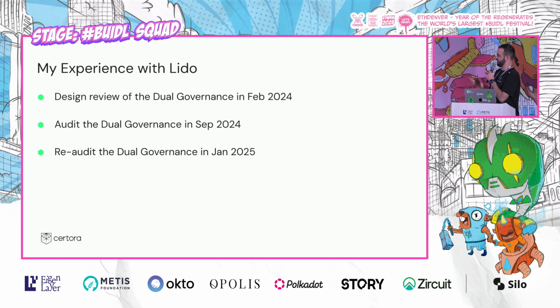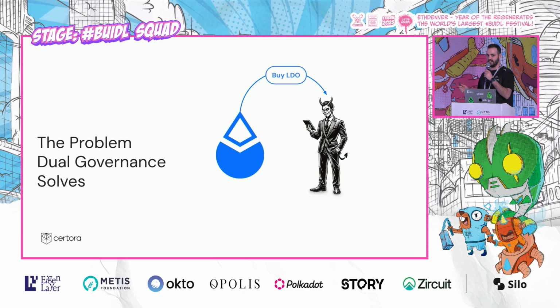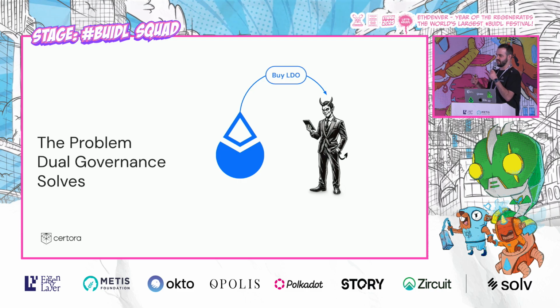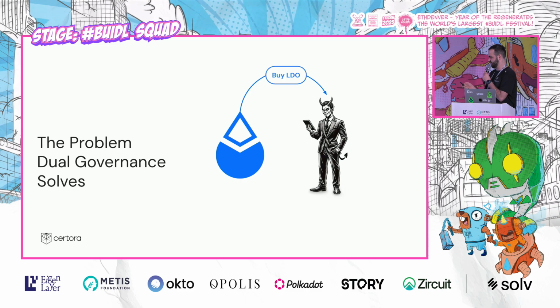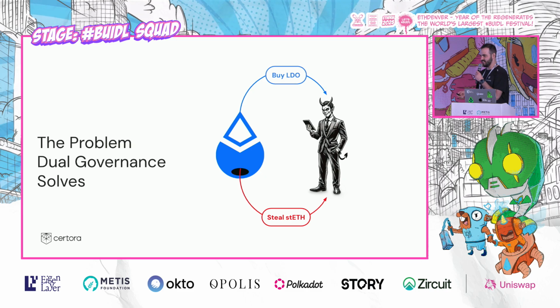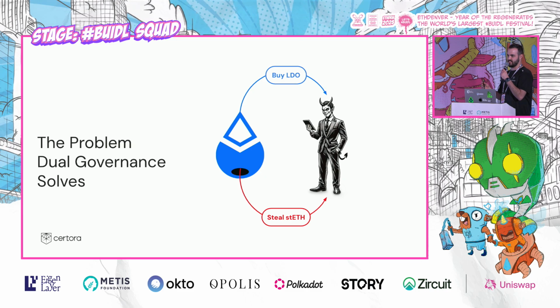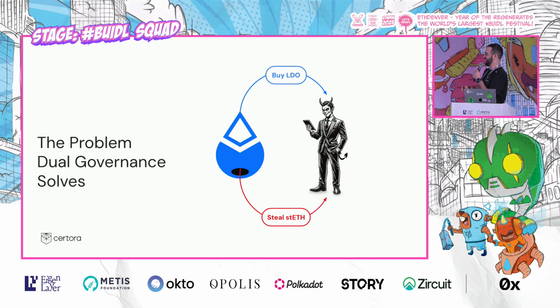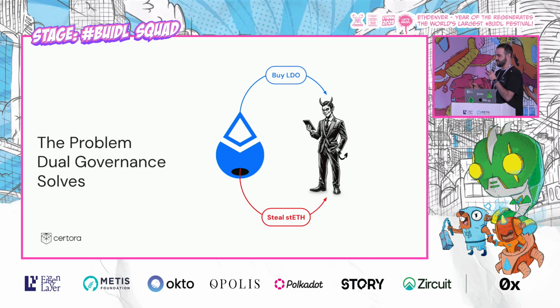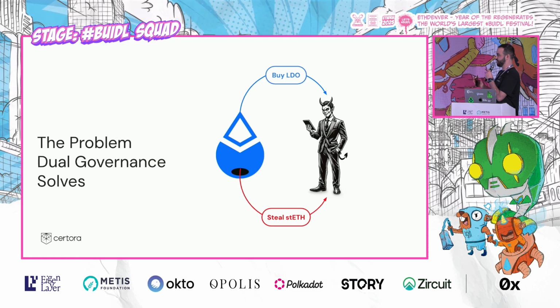So let's start with the problem. The problem that we want to solve is that malicious DAOs might want to steal all of the users' assets by passing a malicious proposal that just says, I want to steal your assets. And then the stakers or depositors of the protocol have a problem. They need to leave, and fast.